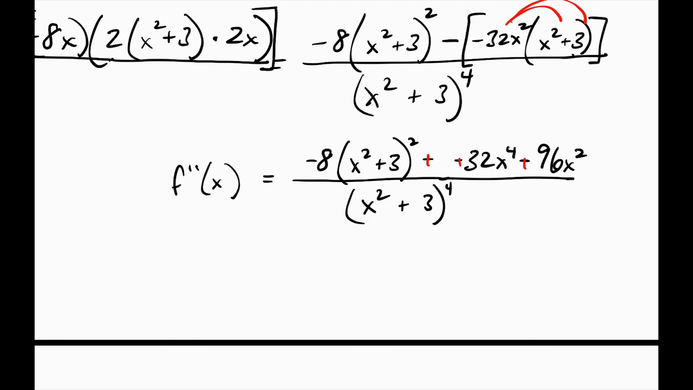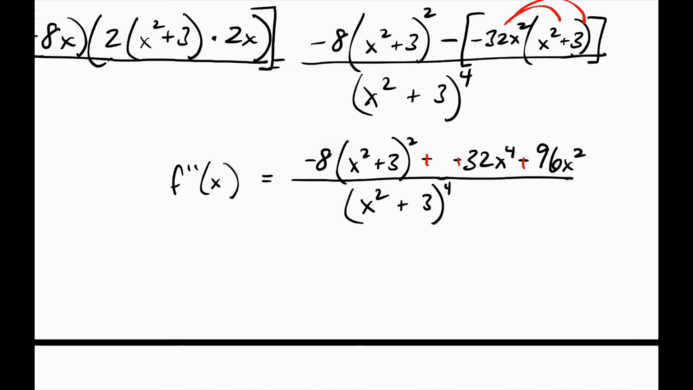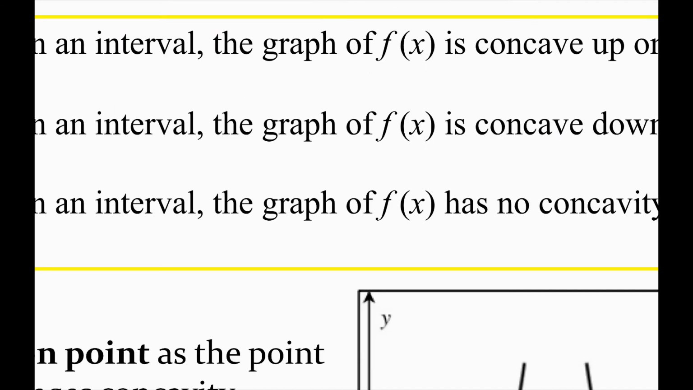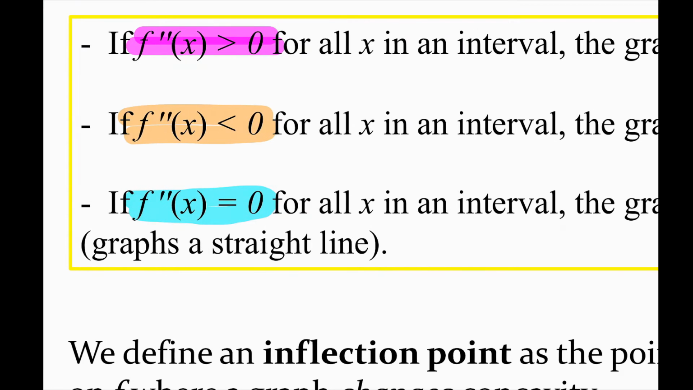So before I can decide concave up or concave down, I have to find the inflection points. So how do I find inflection points for the second derivative? What do I usually do? Make it equal to 0. So we're going to set it equal to 0.